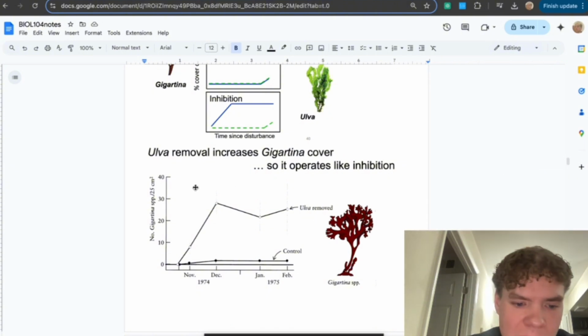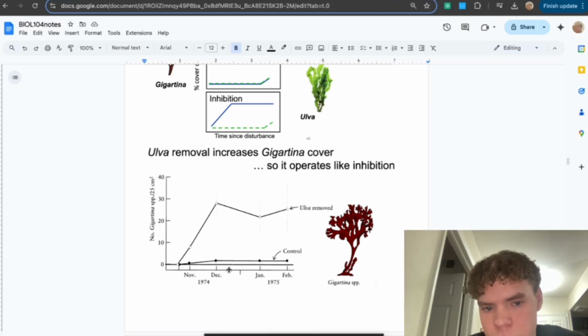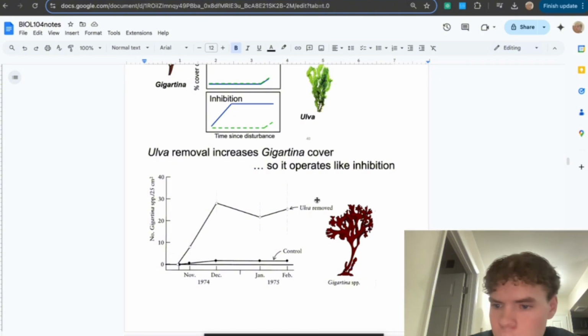So I guess this is a map here where they're removing Ulva. And as they remove Ulva, the proportion of Gigartina cover increases, which means that it operates via inhibition, because removing one promotes the growth of the other.